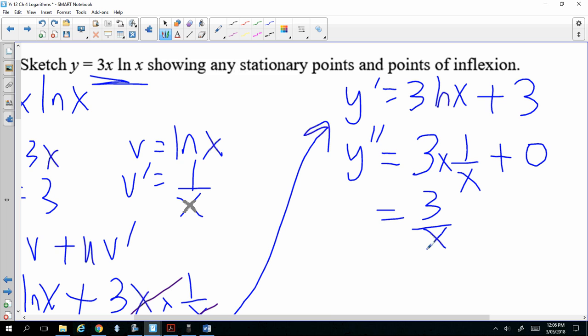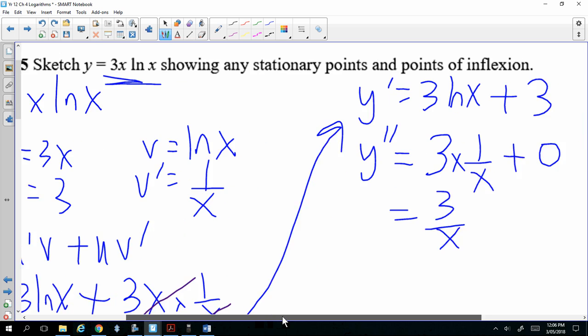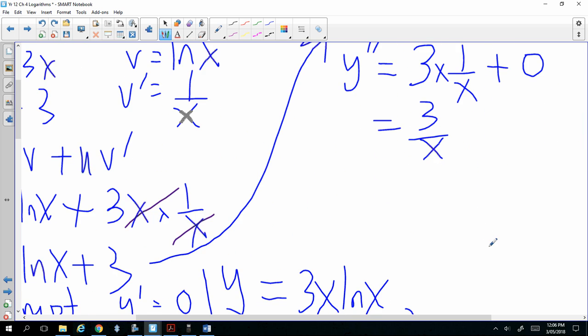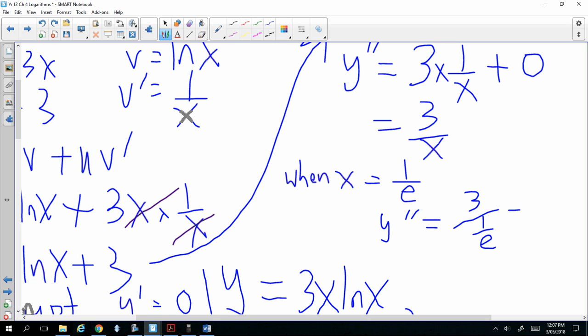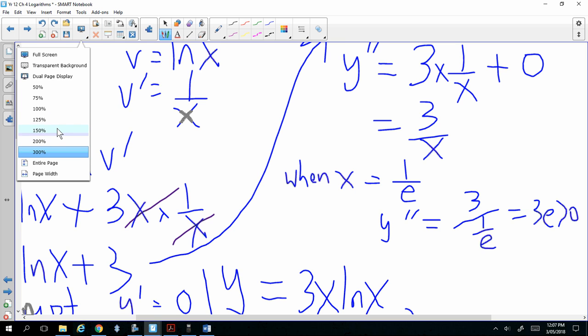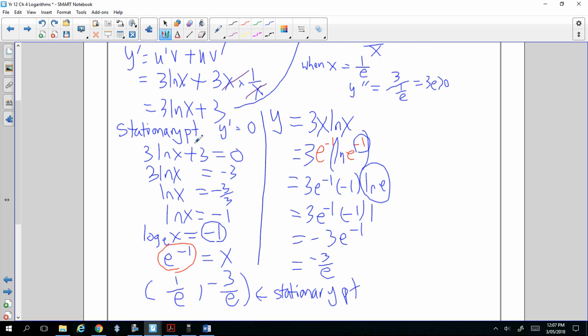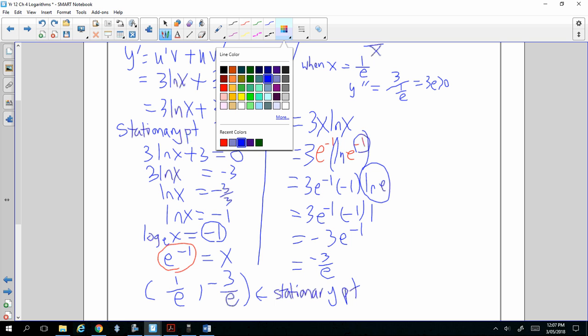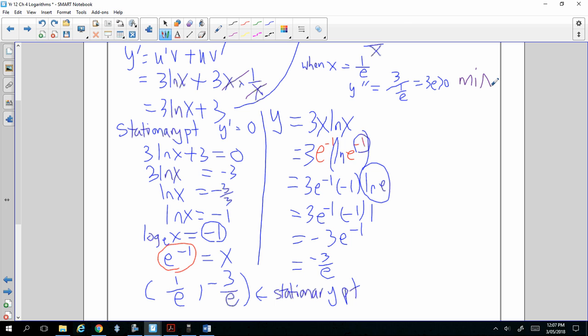Okay. And then what we do next is we substitute the x value of the stationary point. So when x equals 1 over e, you get y double dash equal to 3 over 1 over e, which is 3e, which is positive. Now it's positive, so therefore we say it is a minimum. So this is a minimum stationary point.